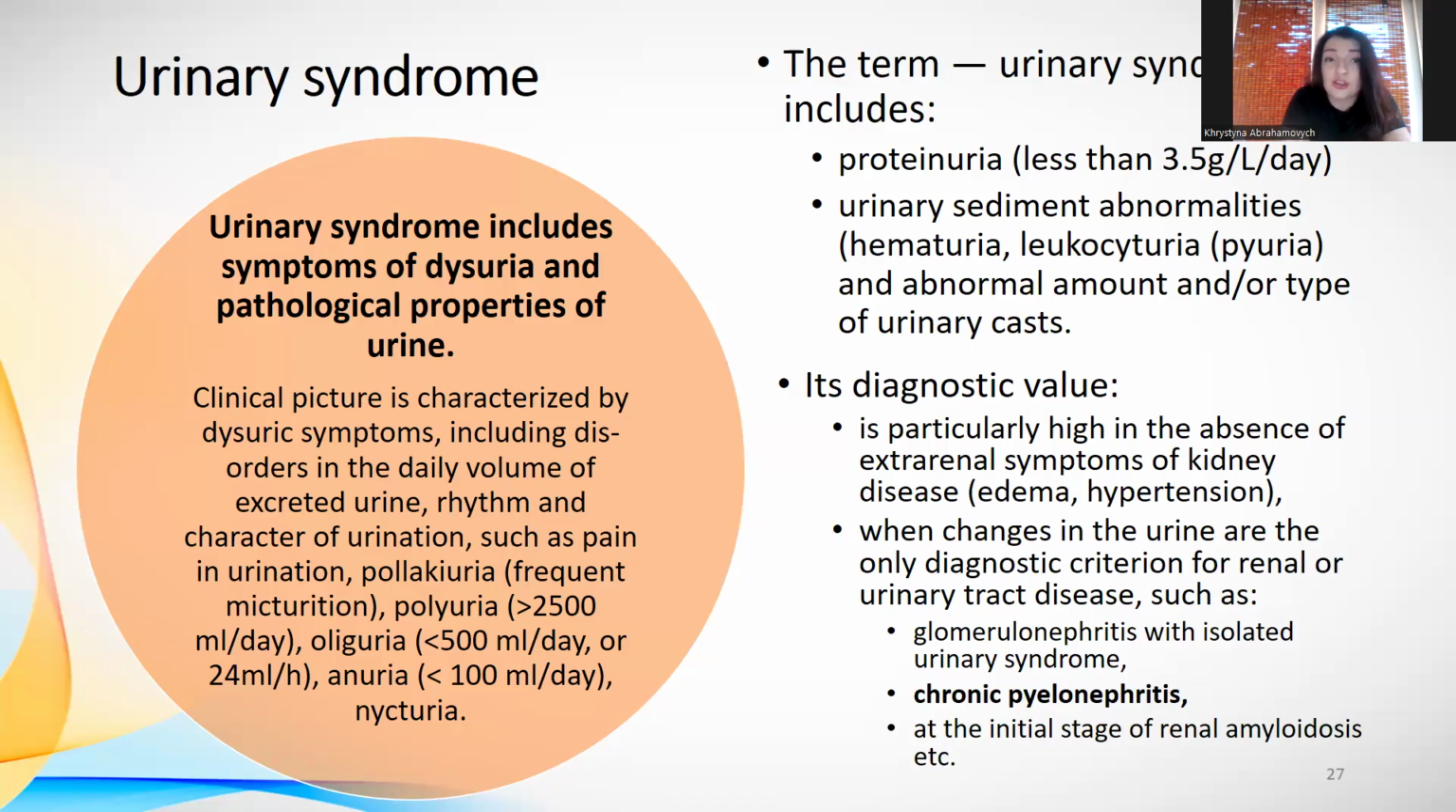Now, the clinical picture is characterized by dysuric symptoms, including disorder in the daily volume of excreted urine, rhythm and character of urination, such as pain in urination, pollakiuria, polyuria, oliguria, and in some cases even anuria, and finally nycturia or nocturia.